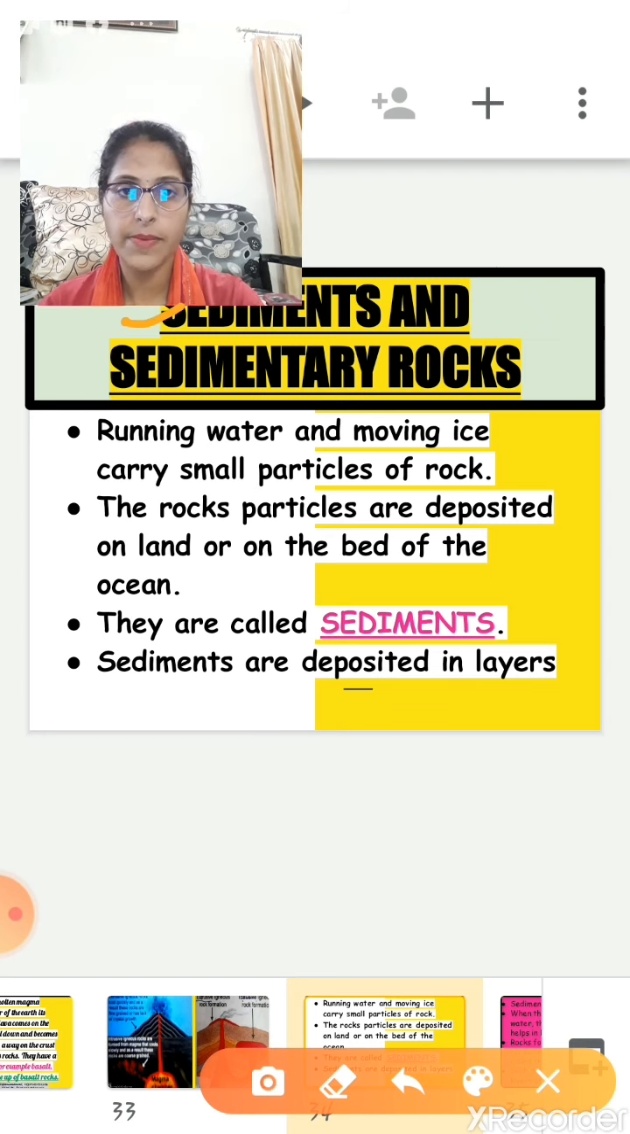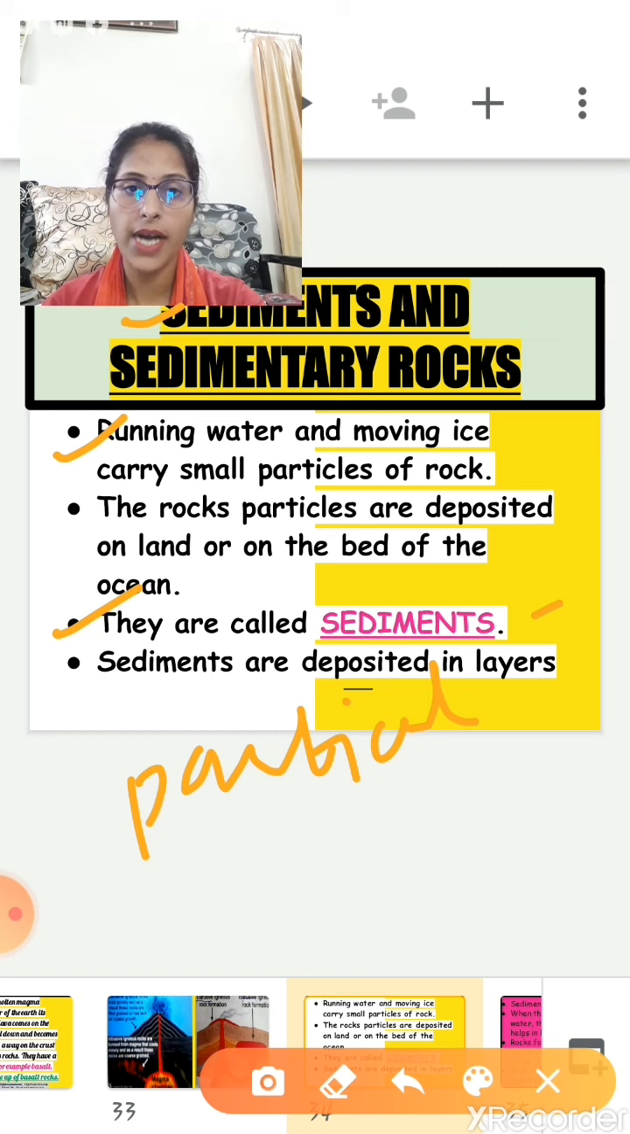So first understand sediments and sedimentary rocks. Running water and moving ice carry small particles of rock, and the rock particles are deposited on land or on the bed of the ocean. So they are called sediments. Sediments means, as you all know, rocks are constantly broken down into smaller fragments, that means smaller particles. Now these smaller particles are carried by ice, water, and wind and deposited on the land or on the seabed. So they are called sediments.